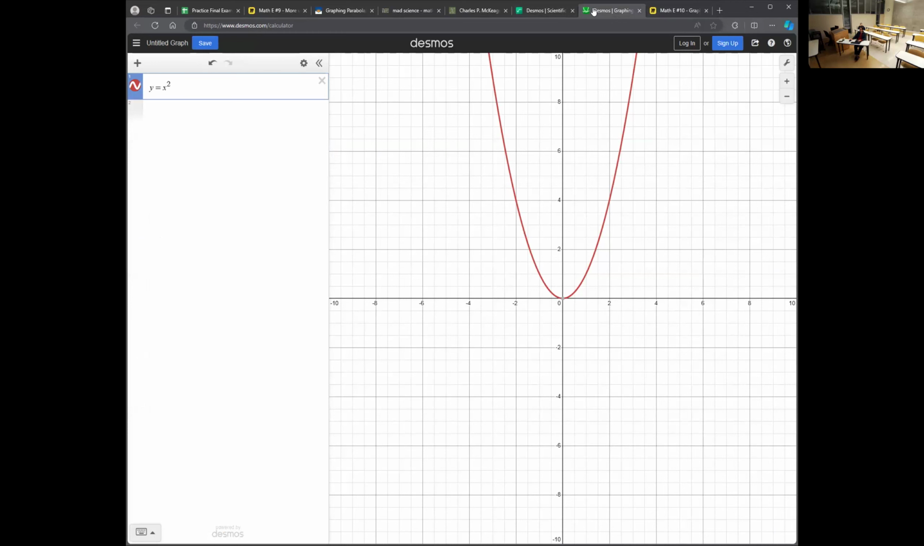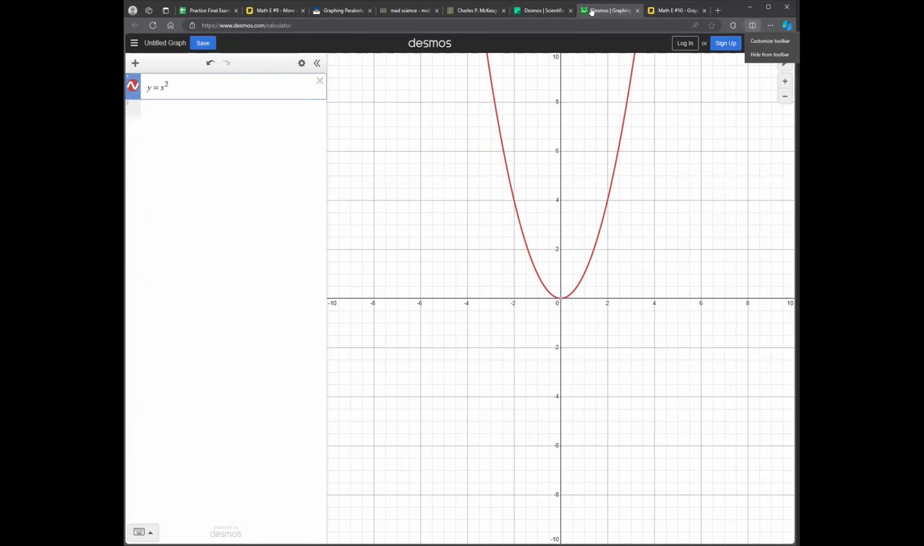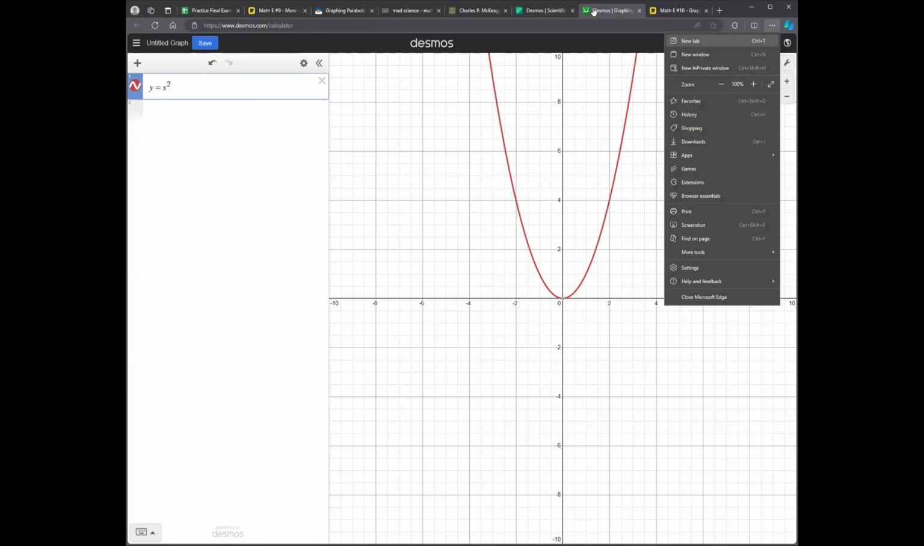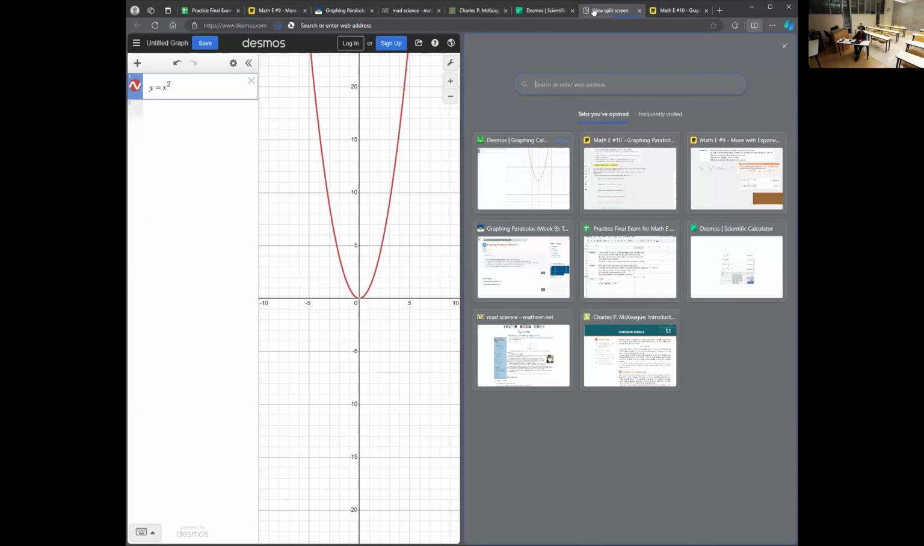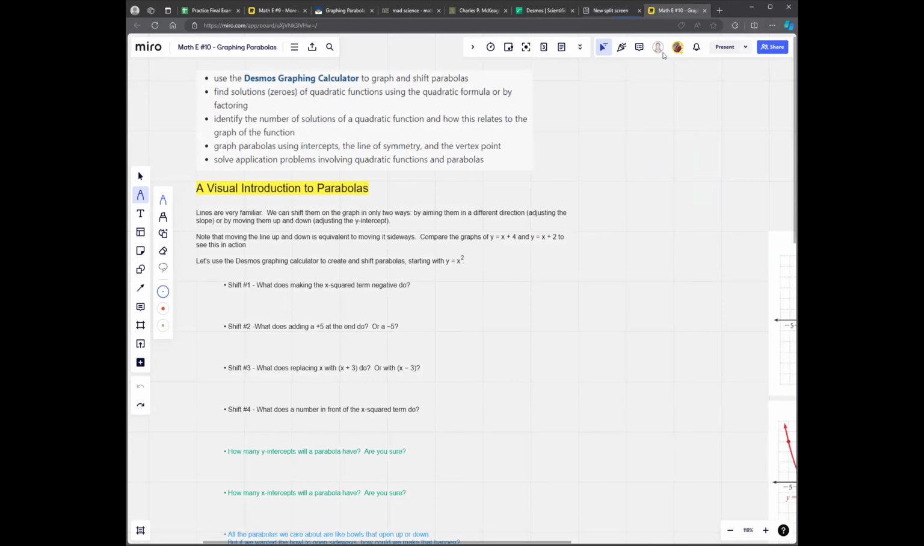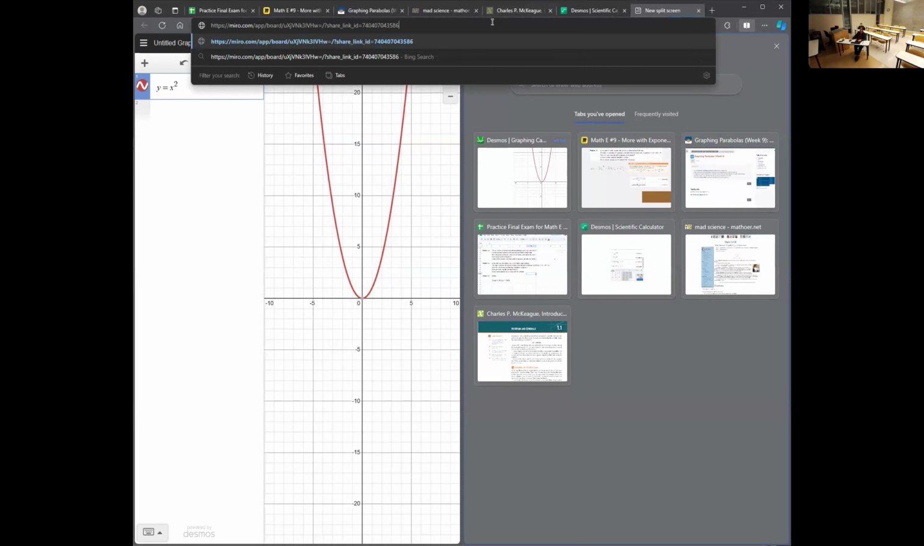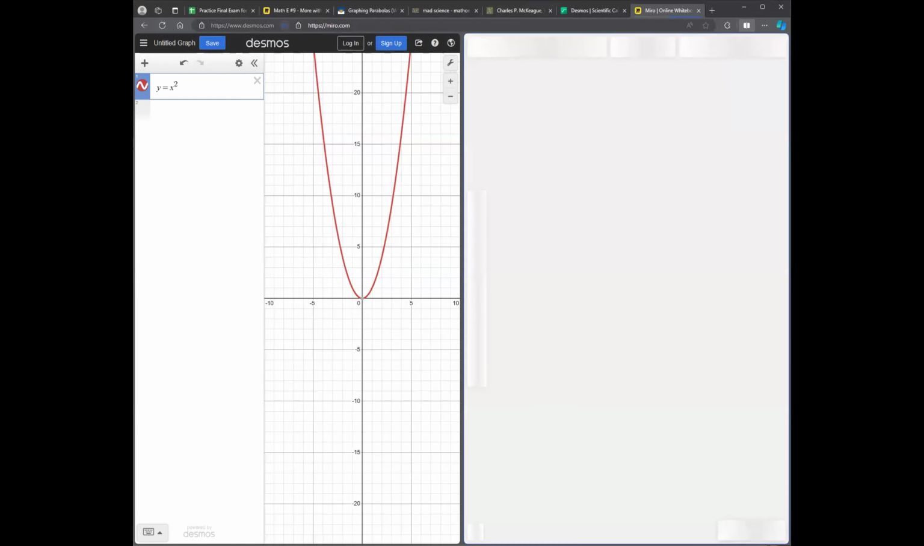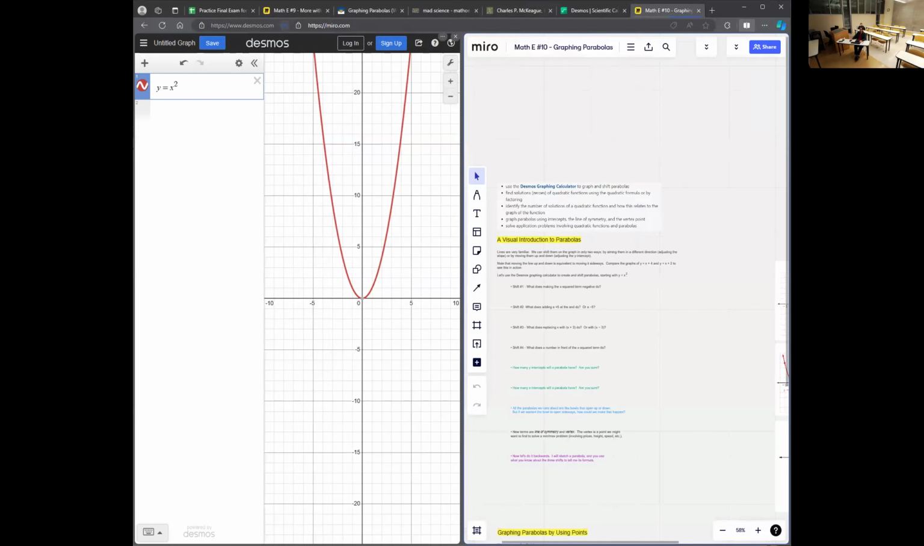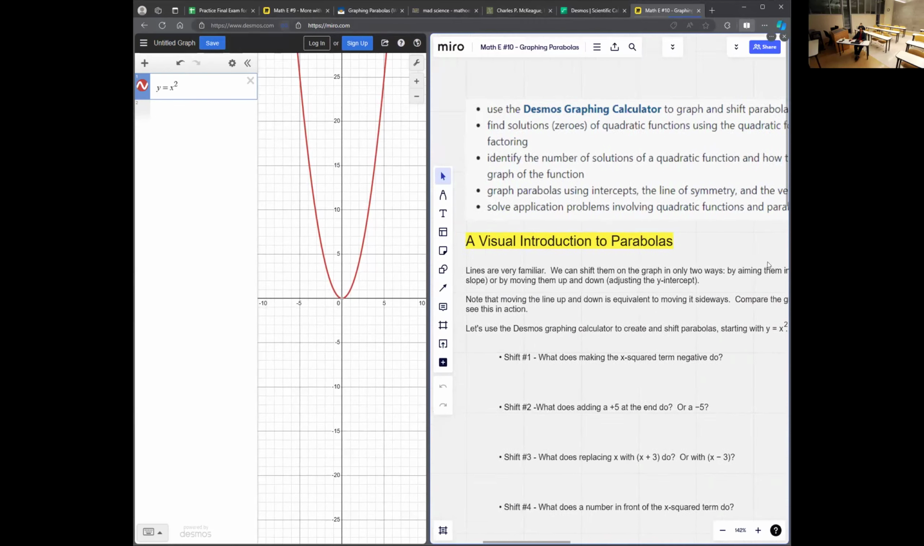As a side note, if you are using Microsoft Edge, there should be a way to split the screen. Here we go. I'm going to put this and this side. You don't have to do this, but there we go. The Desmos calculator is also available as an app on your phone. Ah, good to know.